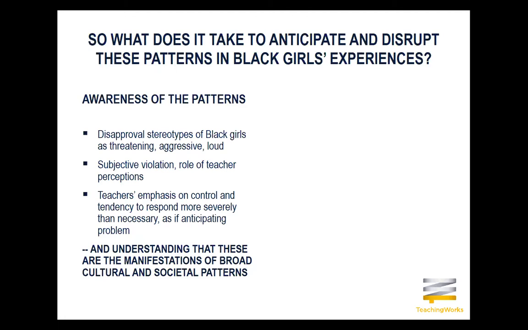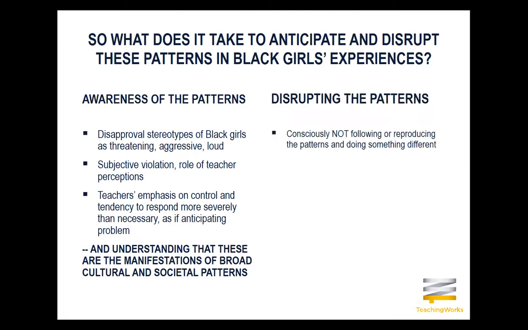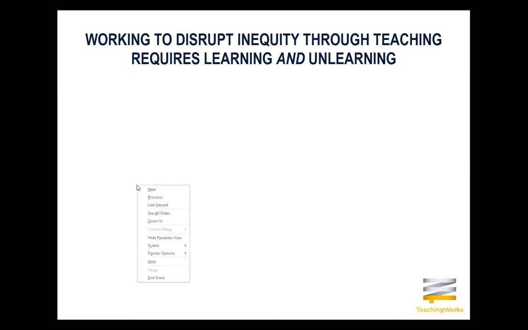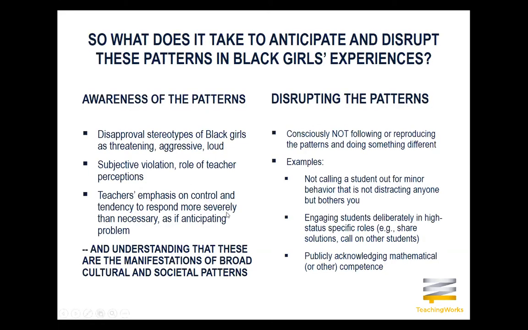So we need to start in the classroom and think about shifting these. So how do we do that? How do we disrupt these patterns? So consciously not following or reproducing the patterns and doing something different. So first, recognizing that they're happening and then going, ooh, what might I do differently in this circumstance? So here's an example. Not calling a student out for a minor behavior that is not distracting anybody else, but bothering you as the teacher.